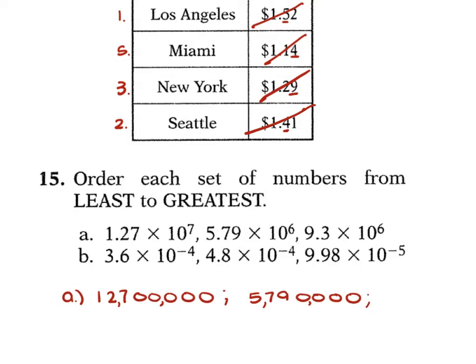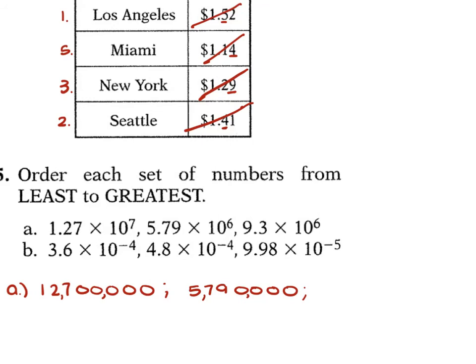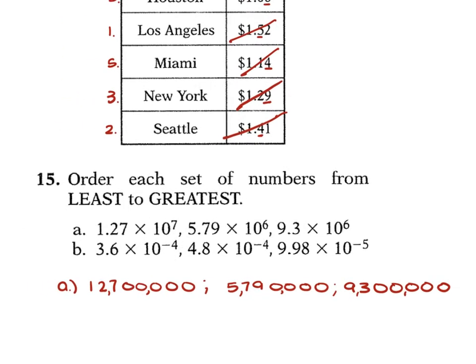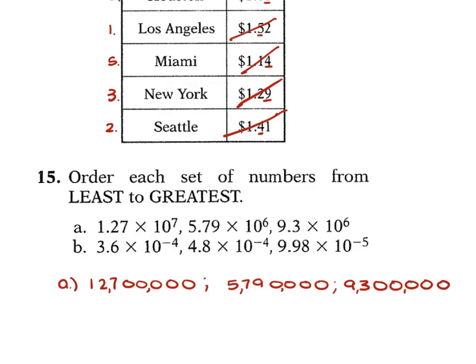Next, we have 9.3 times 10 to the 6th power. So it's 9. 3 is 1, 2, 3, 4, 5, 6. Oops, that's a 1. Every 3. So that gives us 9,300,000. So if we're putting these from least to greatest, we are going to first have the 5.79 times 10 to the 6th power. Then we have the 9.3 times 10 to the 6th power. And lastly, 1.27 times 10 to the 7th power.